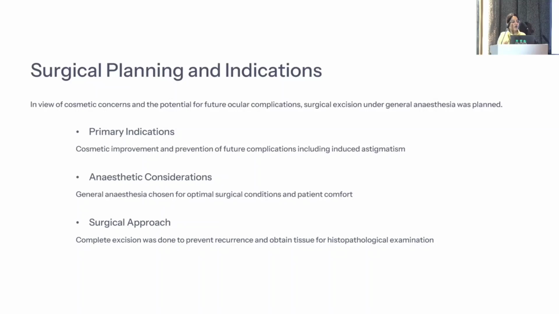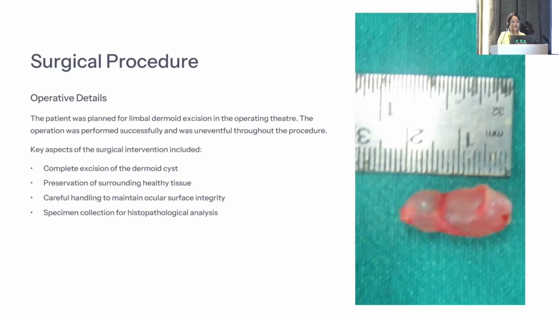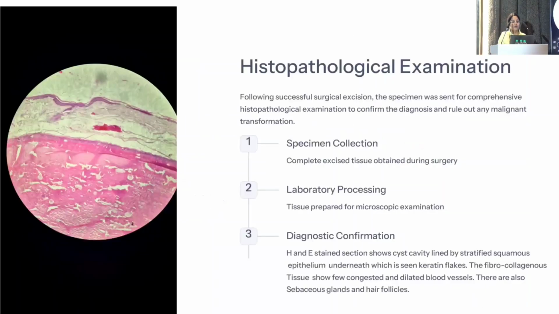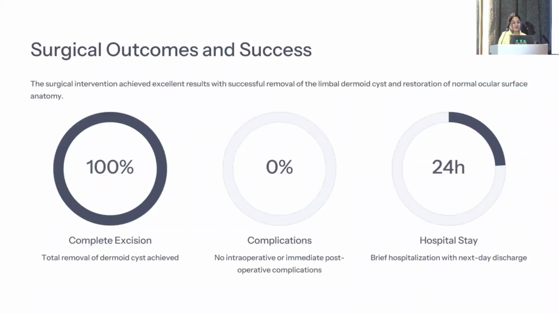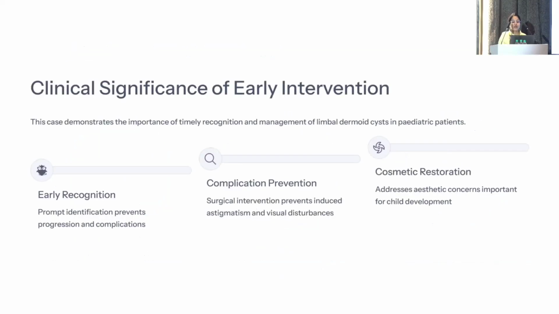Complete excision was done under general anesthesia, and the tissues were sent to the histopathology lab. This is the sample. On histopathology, it shows the cyst cavity lined by stratified squamous epithelium with keratin flakes and fibrovascular tissue with congested and dilated blood vessels, and shows sebaceous gland and hair follicles. Postoperatively, we kept the patient for 24 hours and discharged in satisfactory condition. 100% complete excision with no complication and 24-hour stay.